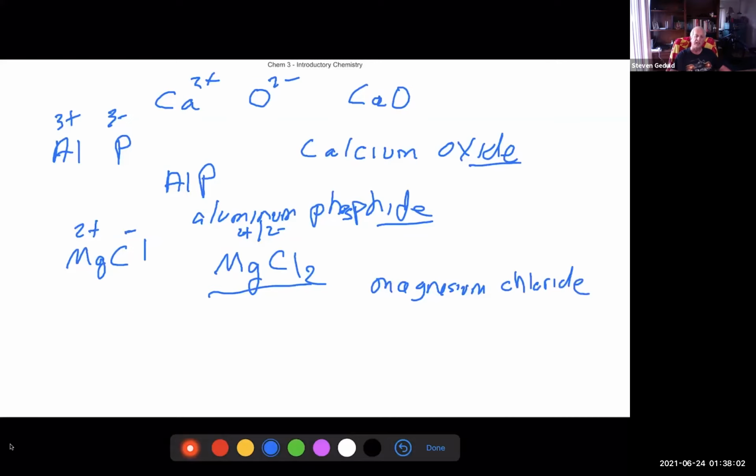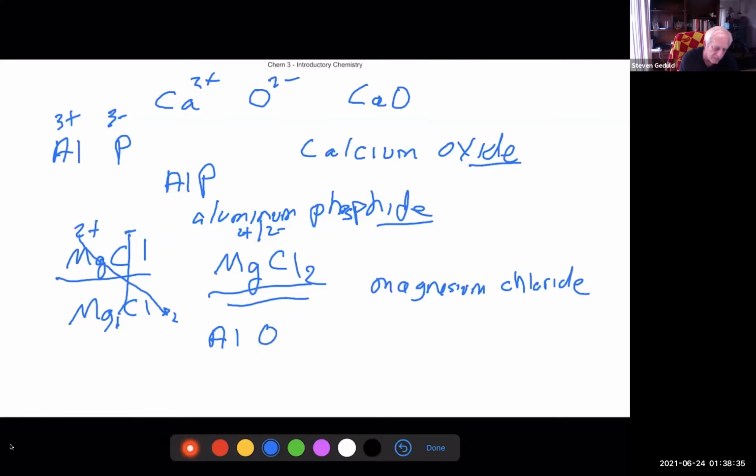Okay. There's an easy rule, a little trick, a shortcut that makes it very simple to do. It's called the crisscross method. Okay, we have magnesium chloride right here. So we write Mg and Cl and we crisscross. The 2 is over here, we put that here. The 1's right here, we put that there. So we get rid of the 1 because that's never written, and we get MgCl2. We just crisscross the numbers. Let's do aluminum oxide, aluminum and oxygen.